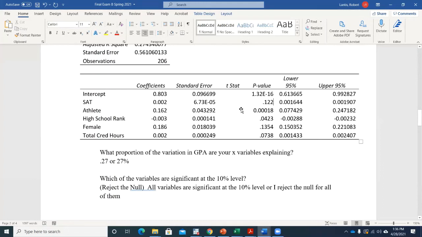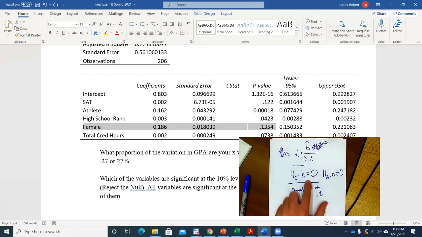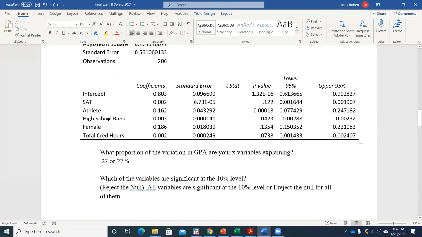So now if I ask that same question, which of the variables have a significant relationship with GPA, our Y variable, at the 10% level? Well, now for the SAT variable and the female variable, we don't reject the null. If we fail to reject the null, what we're really saying is we fail to reject that there's any significant relationship between GPA and these variables. So if I had given you these p-values, you would say total credit hours, high school rank, athlete, and if you wanted to, the intercept are all significant at that 10% level.